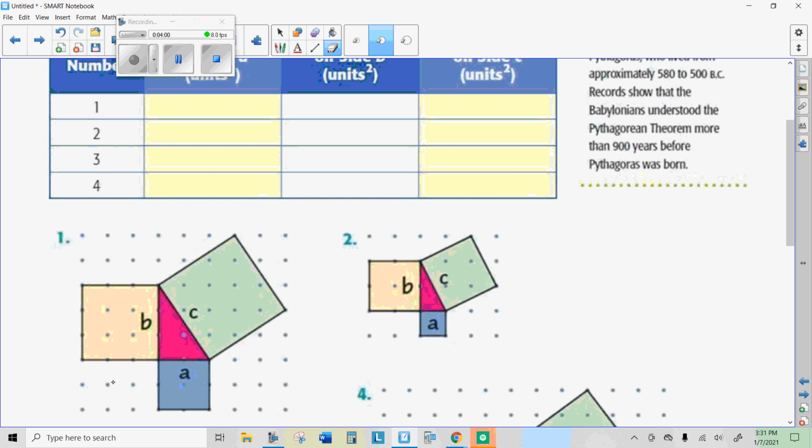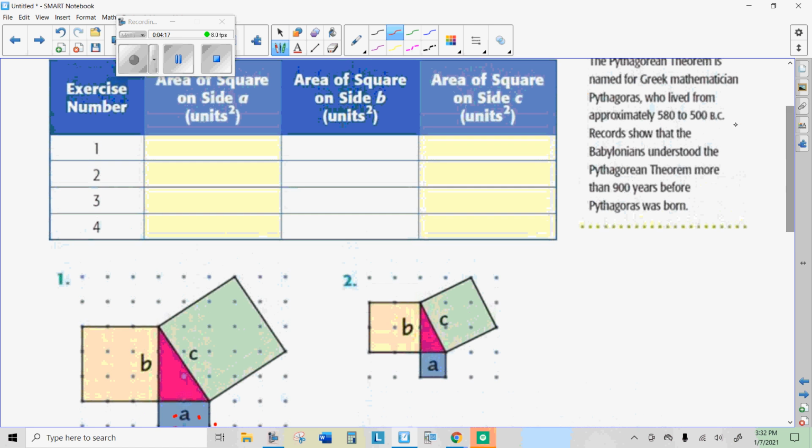So the area of the square on side A here, this area is 4, and you can tell that just by counting 1, 2, 3, 4, or doing 2 times 2 on the side lengths. So that's exercise number 1, side A. The area of the square, so we're doing areas here, is 4. Okay, now side B, this is a 3 by 3 square, right? So that would be 9 units there. 3 times 3 is 9.